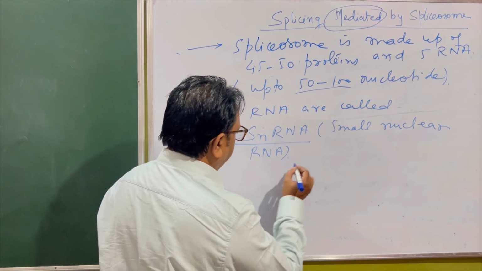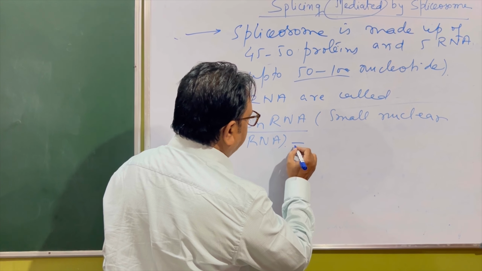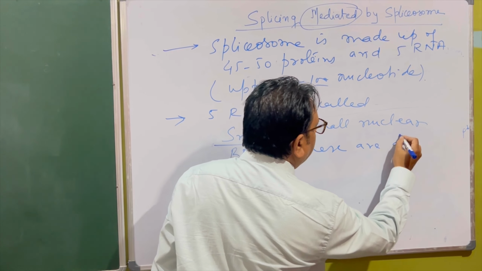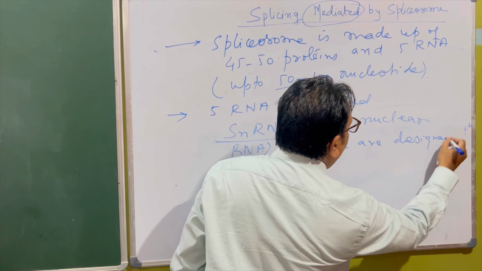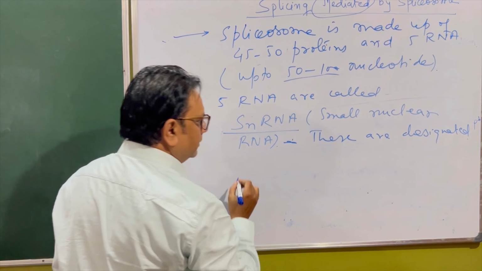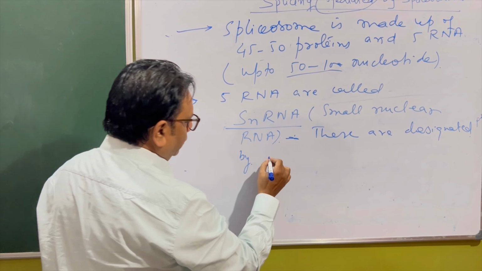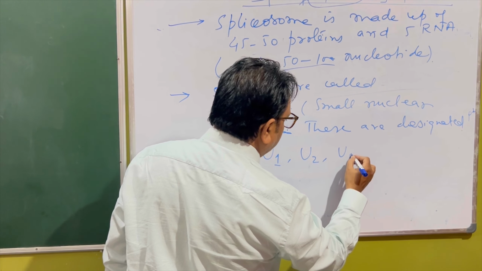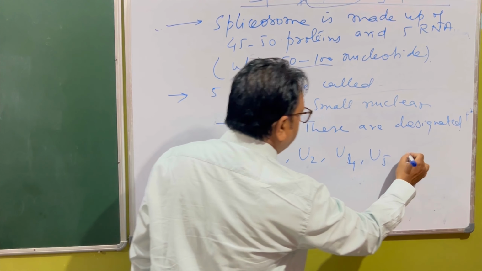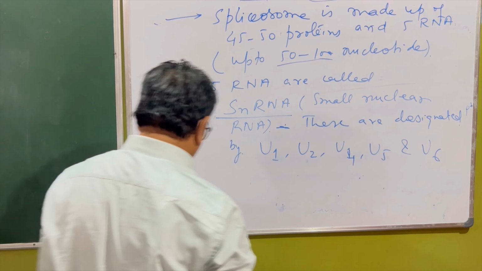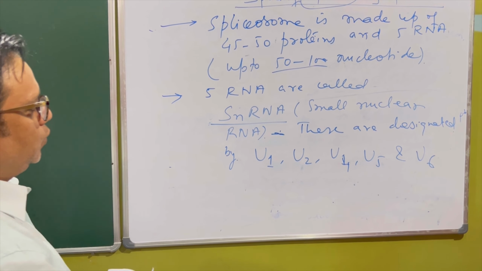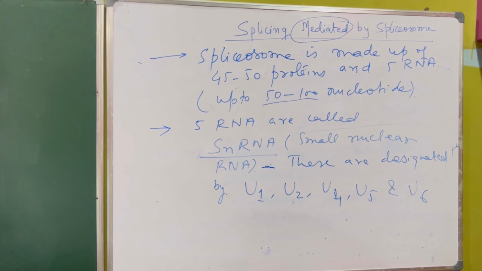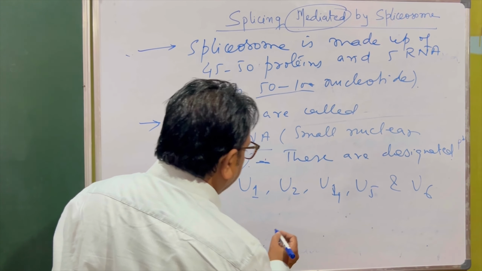Now another interesting thing is that they are designated by some symbols. Now you have 5. So you have U1, you have U2, you have U4, you have U5 and U6. Okay? So obviously you can see that U3 is missing.